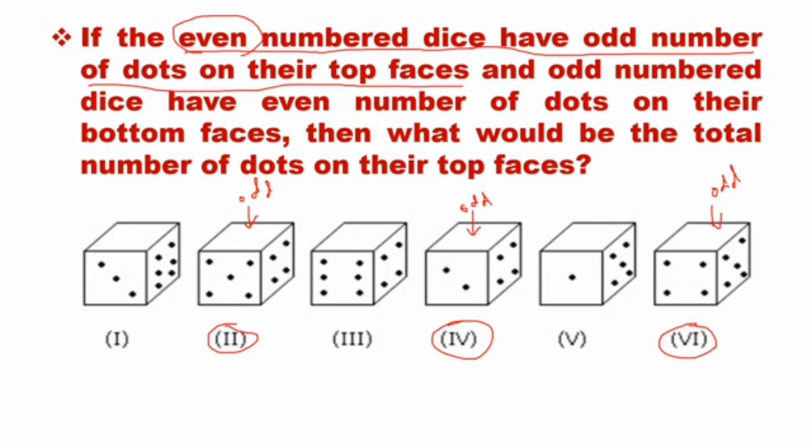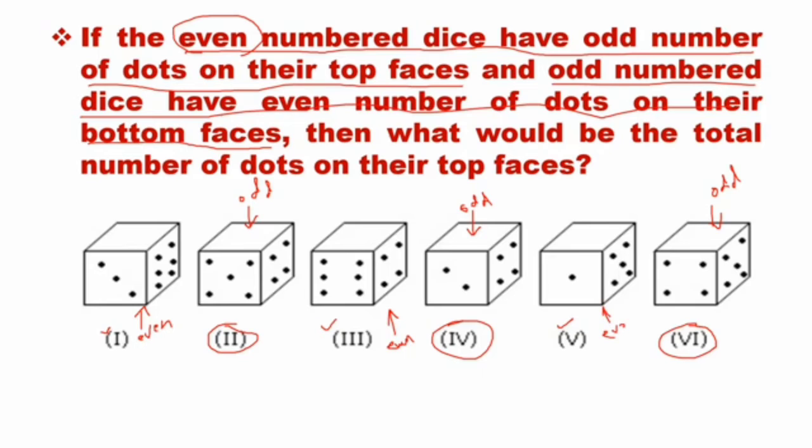Then what about the next condition? Odd numbered dice have even number of dots on their bottom faces. It's a tricky question, right? So in the case of this one, 1, then 3, then 5, these are the odd numbered cubes or dice, isn't it? So here the condition is that in the bottom face, an even number of dots will be there. So in the bottom face it will be even. In the third case also it will be even. Then the next case, here also it will be even.